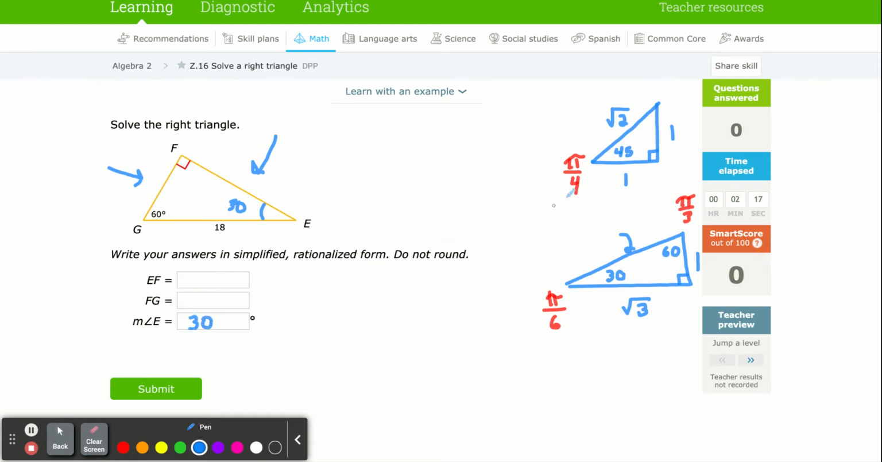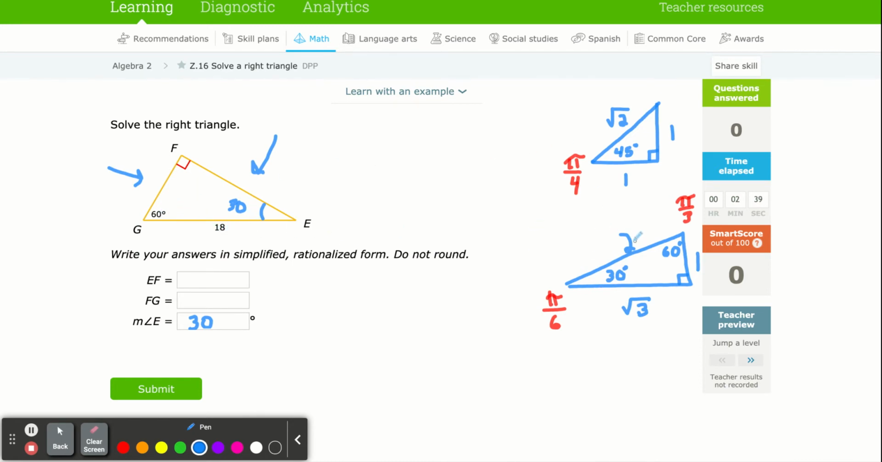Then I recommend you have these two special right triangles written down. I've written it with degrees inside and with radians in red, so in case they give you the triangle in radian mode, pi over 4 is the same as 45. And basically what we can do is use these simple ratios of the sides of the special right triangles to find our other sides.